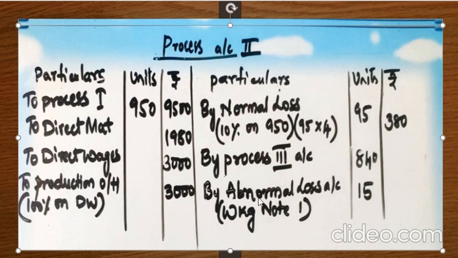For this you need to find out how much your abnormal loss amount is, and then the difference in the amount will be considered in your process 3. Always remember, your balancing figure will be your output, the amount which will be transferred to your next process. The output of one process will be the input of the next process. So your balancing amount will always be by process account. This will be your balancing figure. In your previous process, it was by process 2 that was your balancing figure.